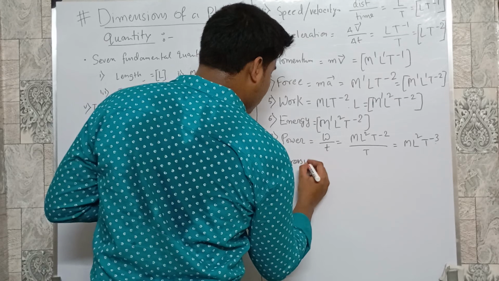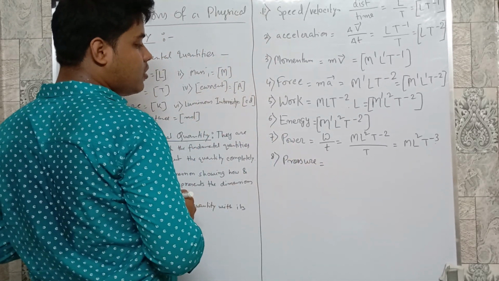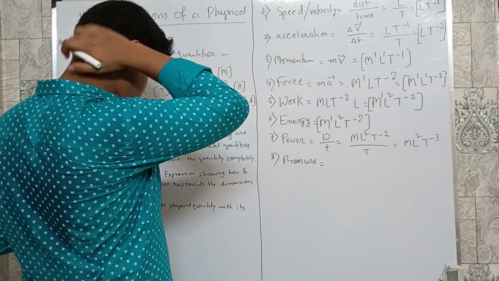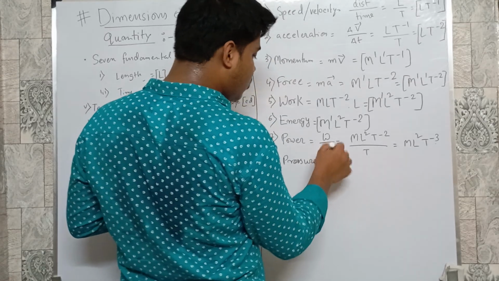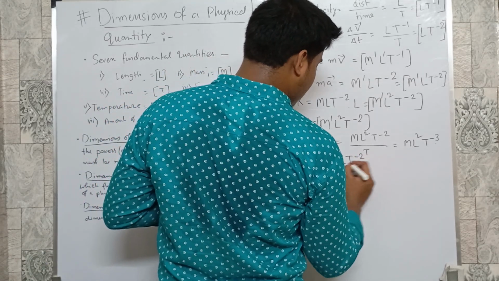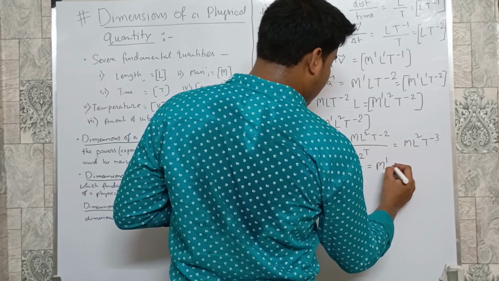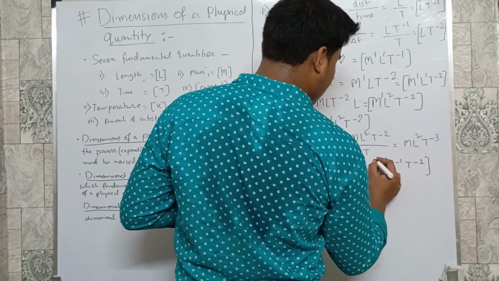So what will be the dimension of pressure? Pressure is defined as thrust per unit area, or force per unit area, fundamentally the perpendicular component of force per unit area. So basically force per unit area: the force dimension is MLT^-2 and area is L^2. So it is M to the power 1, L to the power minus 1, T to the power minus 2. Third bracket.